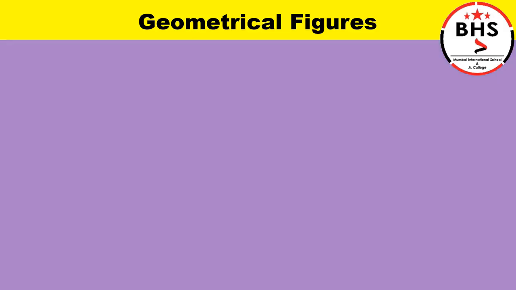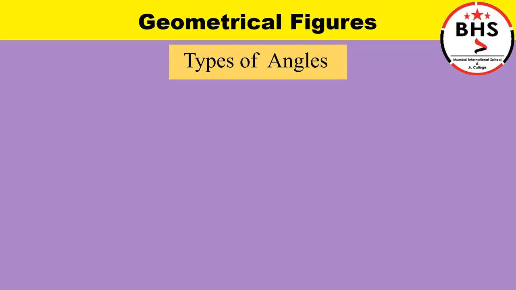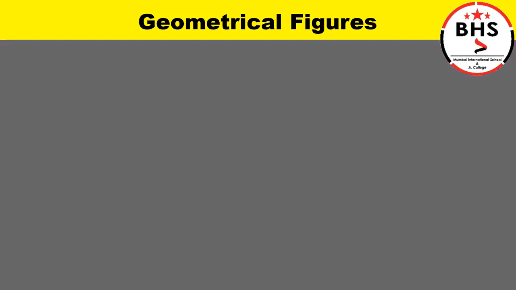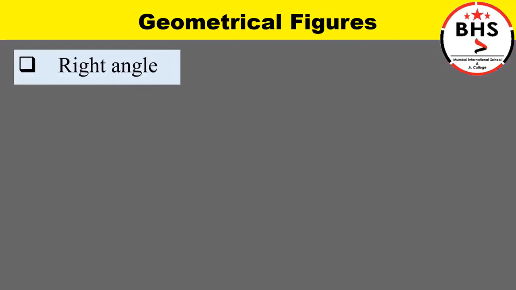Now we will study about the types of angles. Children, there are 3 types of angles: right angle, acute angle and obtuse angle. One by one I will explain you the types of angles. First we will study about right angle. Now what is right angle?